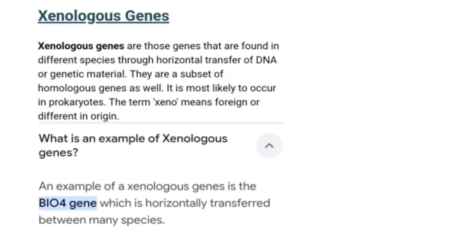Then xenologs or xenologous genes are those genes that are found in different species through horizontal transfer of DNA or genetic material. All right, they are a subset of homologous genes as well. They most usually occur in prokaryotes. What's an example of a xenologous gene? An example of a xenolog is the bio4 gene, which is horizontally transferred between many species. This bio4 gene is the gene for the synthesis of biotin. So this is a summary of it.